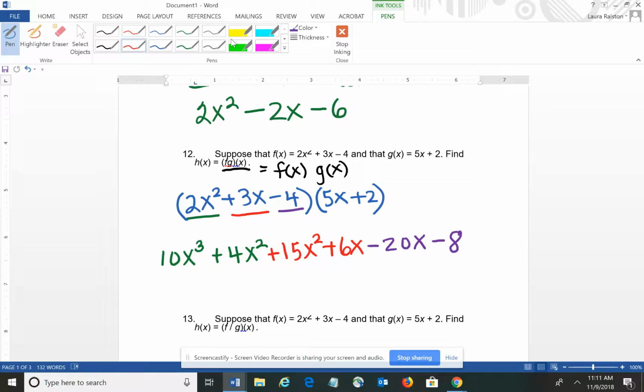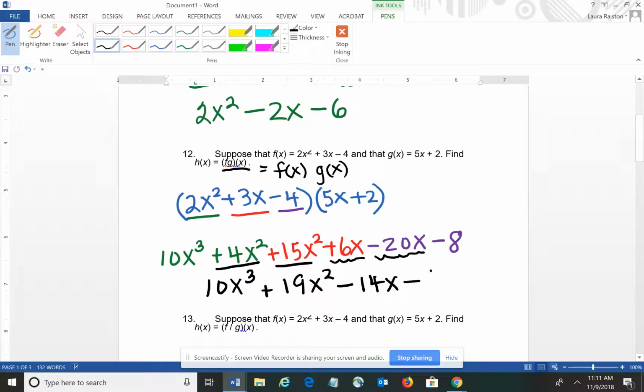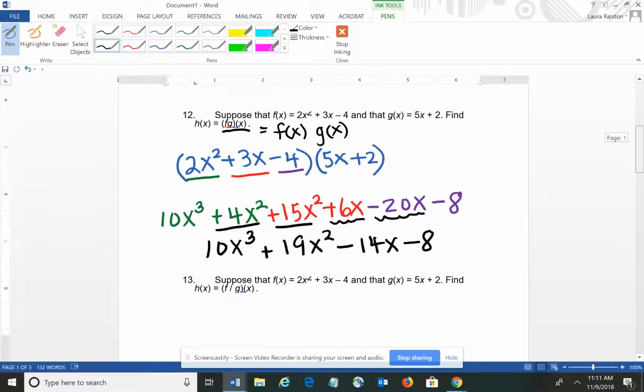And finally, I come back and I combine like terms. I have 10x cubed, 4x squared plus 15x squared is 19x squared. 6x minus 20x is minus 14x, minus 8. And that is the value of f times g at x.